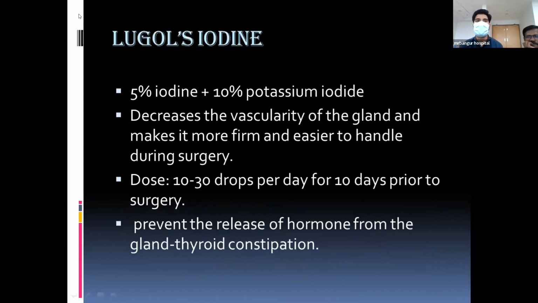Now, Lugol's iodine. It is the combination of 5% iodine and 10% potassium iodide. It decreases the vascularity of the gland and makes it more firm and easier to handle during surgery. Dose of Lugol's iodine is 10 to 30 drops per day for 10 days prior to surgery. It prevents the release of hormone from the gland, causing thyroid constipation.